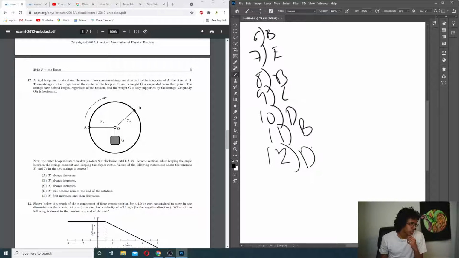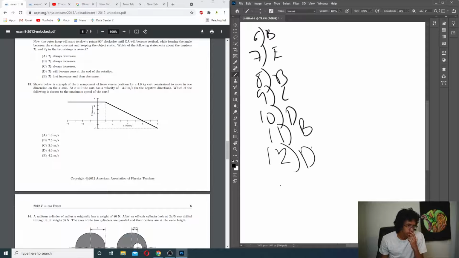Okay. 13. Shown below is a graph of the x component of a force versus position for a 4 kilogram cart. At x equals 0, the cart has a velocity of negative 3 meters per second in the negative direction. Okay, so that's probably just negative. Which of the following is close to the maximum speed of the cart?